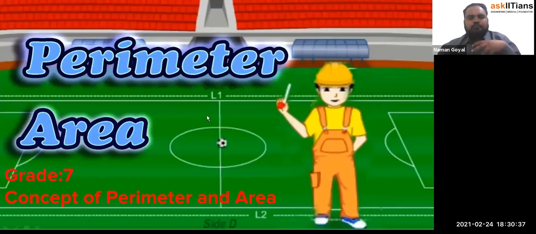Okay, so in the first lecture, what did we learn about? We learned about the perimeter of a rectangle and square. Basically, we focused on the perimeter of rectangle and square, okay?